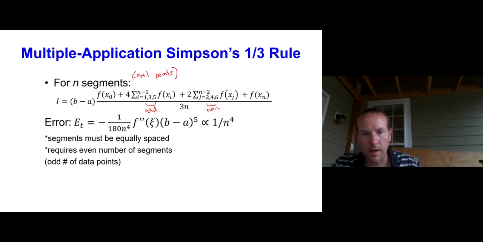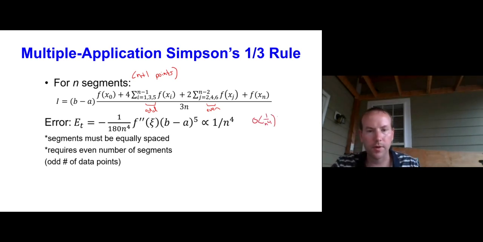Okay, and notice how the error is an awful lot smaller than before. Remember with the trapezoidal rule, it was on the order of 1 over n squared, and here our error is on the order of n to the 4th. So this is going to be a much more accurate method than what we had seen before.